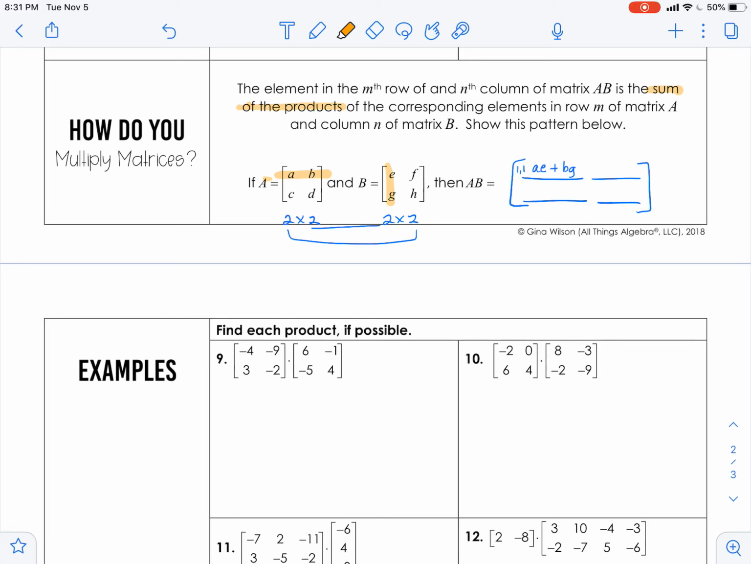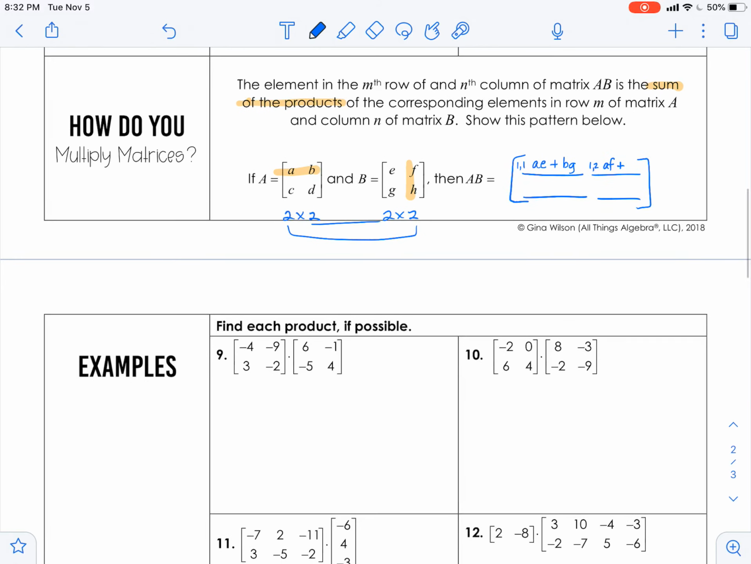So let me show you another one. That's just the first of it. You're going to do 4 different positions. So I'm going to be over here. This is first row, second column. So I'm going to come over here and go first row, second column. And again, I'm going to multiply first and first. So in this case, it is A times F plus B times H.